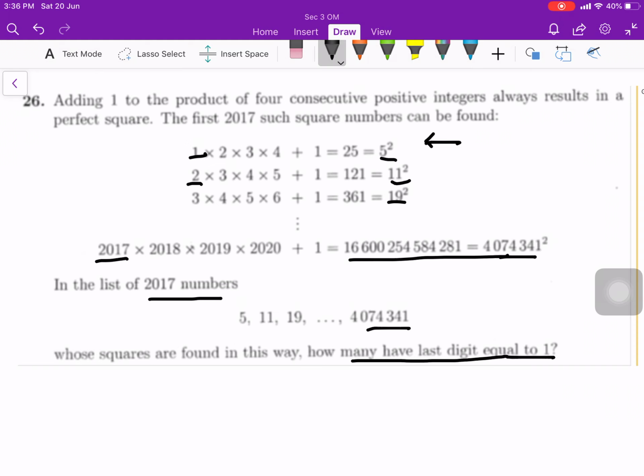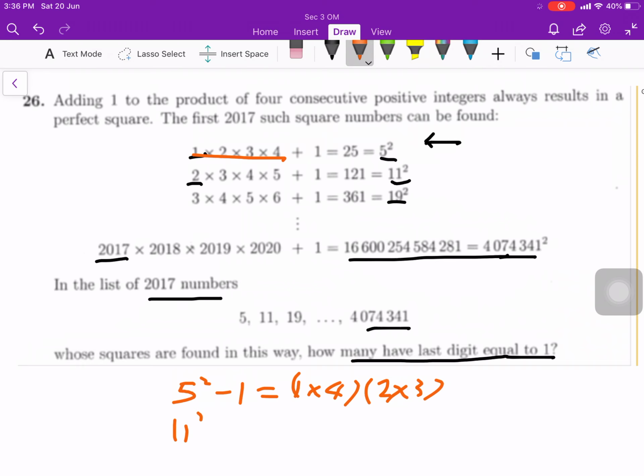Equal to 1. Okay, now I want to look at this number in this way. Can I say that I look at 5 squared minus 1? That would be just equal to 1 times 2 times 3 times 4, right? But can I group it in this way: 1 times 4 multiplied by 2 times 3.